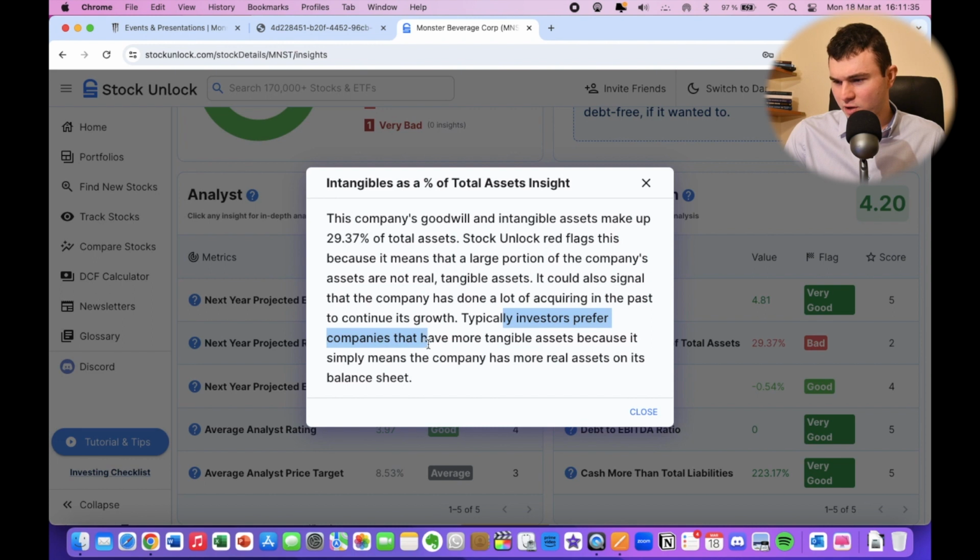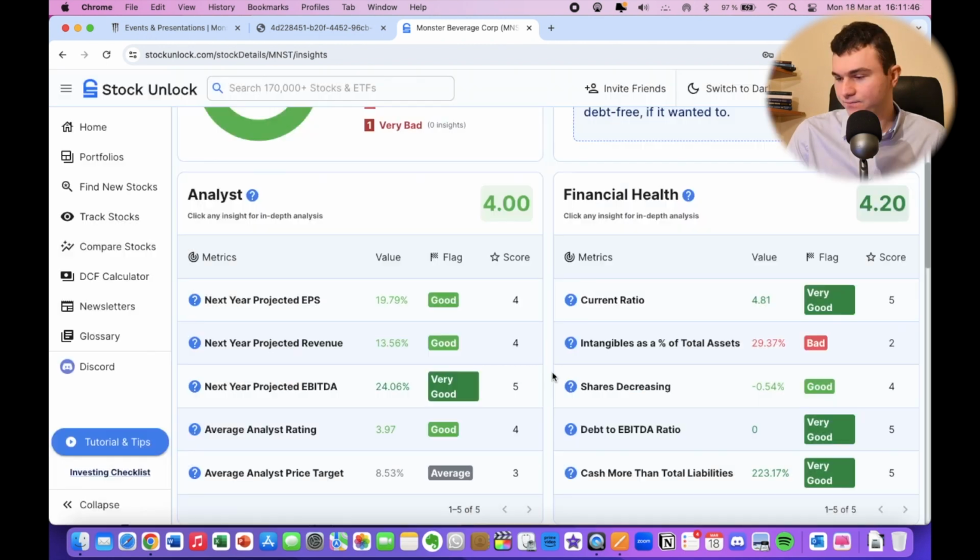Typically, investors prefer companies that have more tangible assets because it simply means the company has more real assets on the balance sheet. Yeah, because goodwill is not real. That's the premium you paid in the past years.